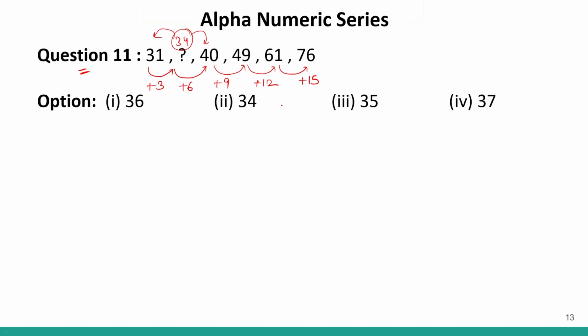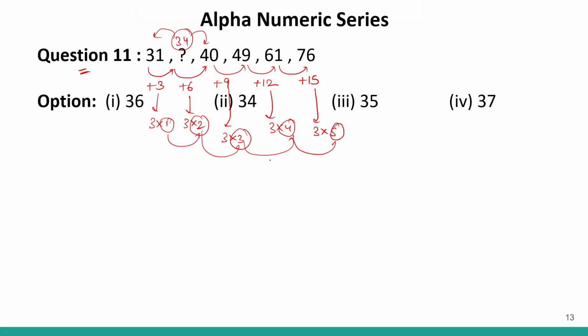So basically 3 is 3 into 1, 6 is 3 into 2. These are all multiples of 3: 3 into 3, 3 into 4 and 3 into 5. So these multiples are increasing by 1. Correct? So the answer will be 34, which is given in option number 2. So option number 2 will be the correct answer to this question.